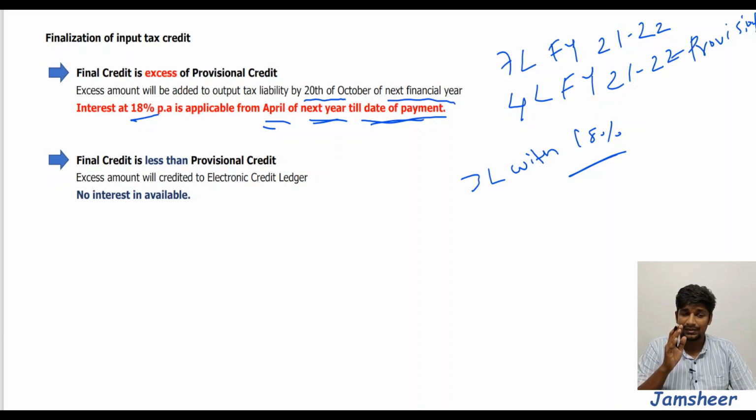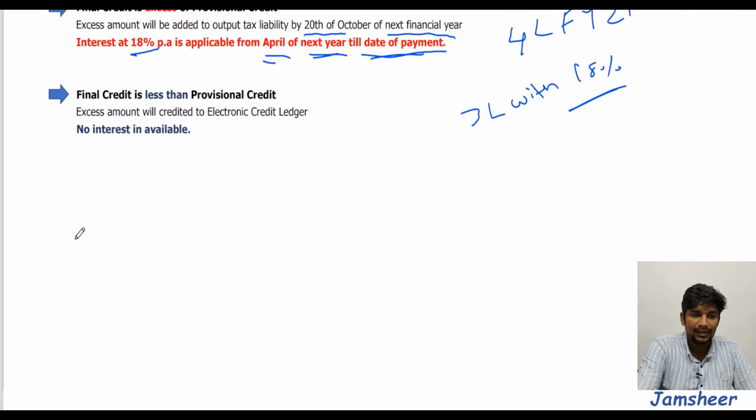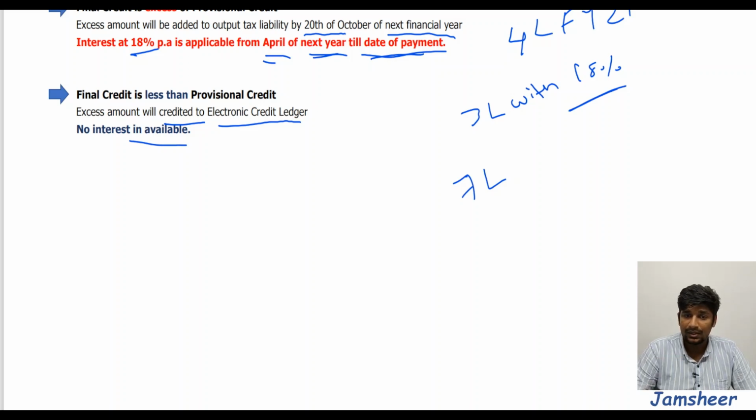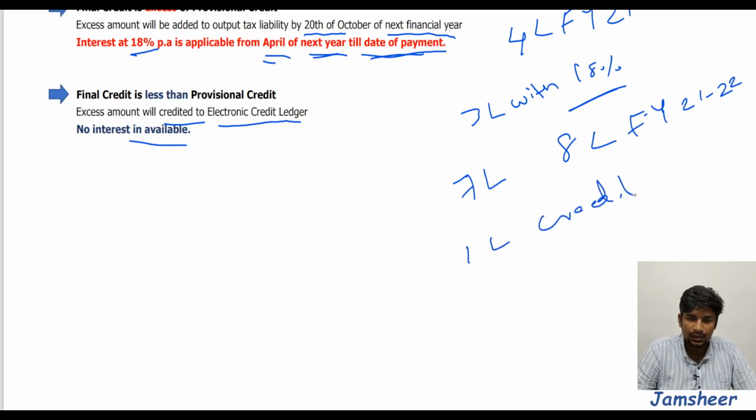That is the adjustment to be done when the final input tax credit reversal is in excess of the provisional credit. And in case the final input tax credit reversal is less than the provisional credit which we have reduced, then the excess amount will be credited to our electronic credit ledger. No interest will be available to us. So say, if the final input tax credit reversal is 7 lakh, and we have already considered the provisional credit of rupees 8 lakh for the financial year 21-22, then 1 lakh rupees will be credited to our electronic credit ledger without any interest receivable.